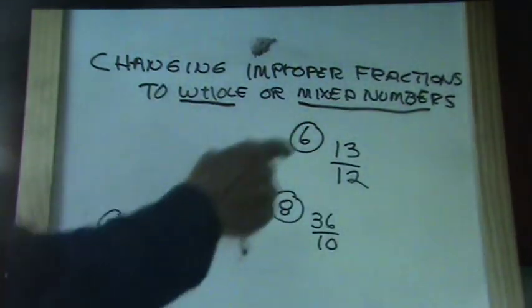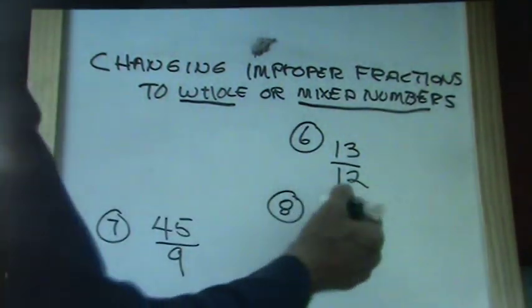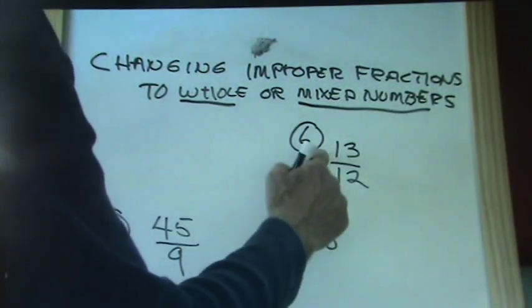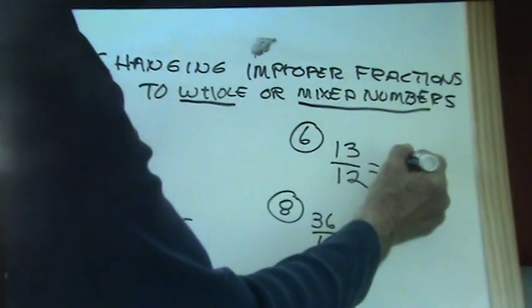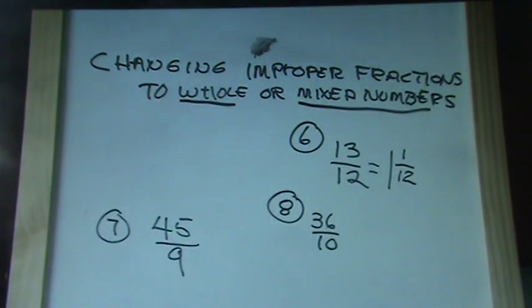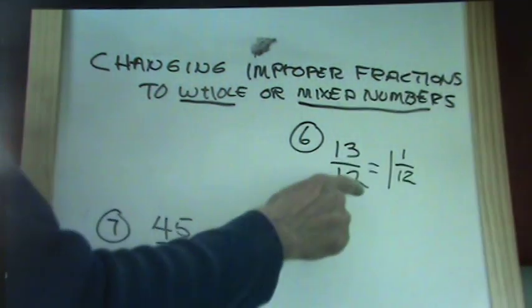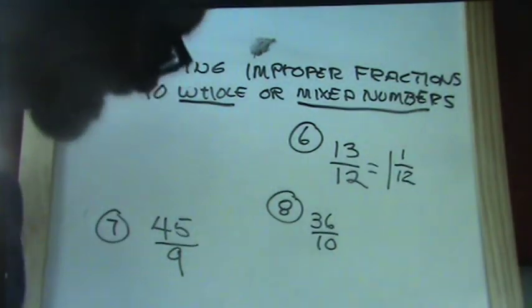Try problem 6, 13/12. 12 goes into 13, so we divide one time. There's one left over. So 13/12 is really equal to 1 and 1/12. And 1/12 obviously is in its lowest terms, so there's nothing we can do there.